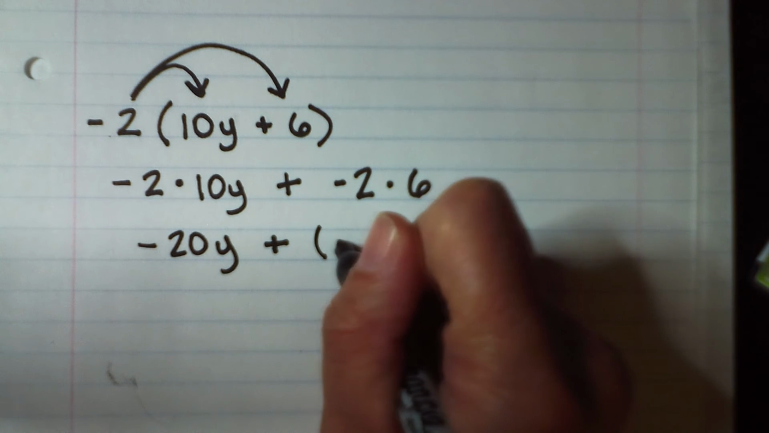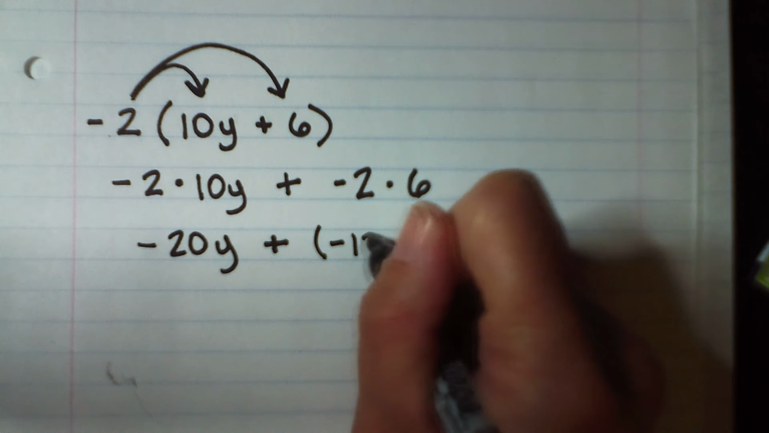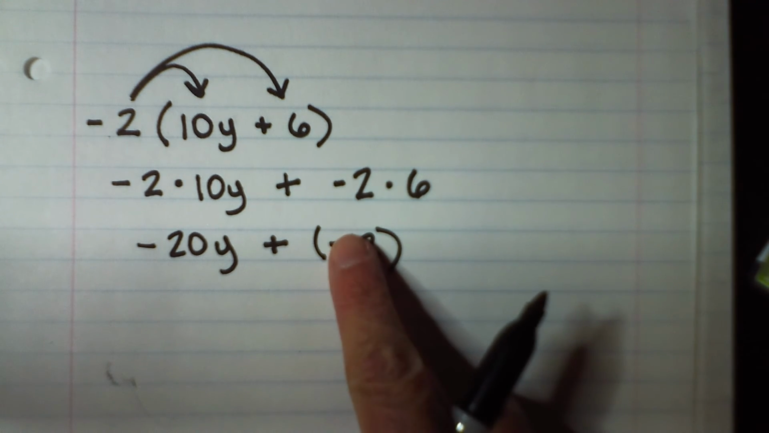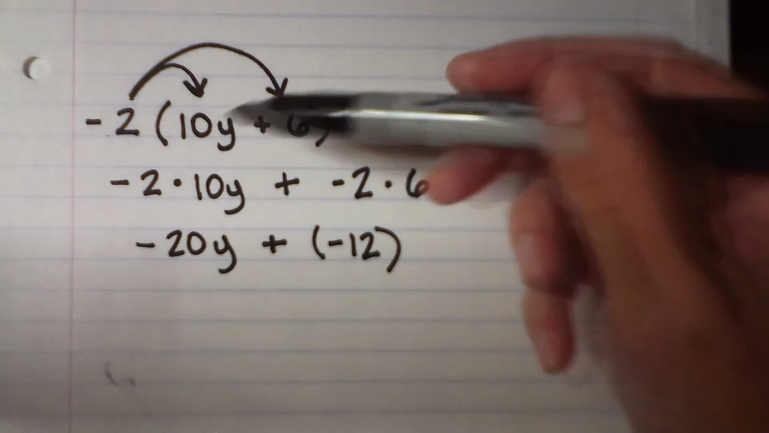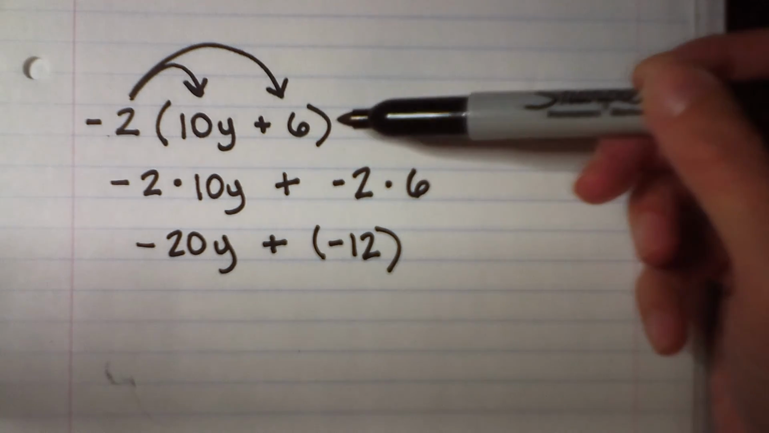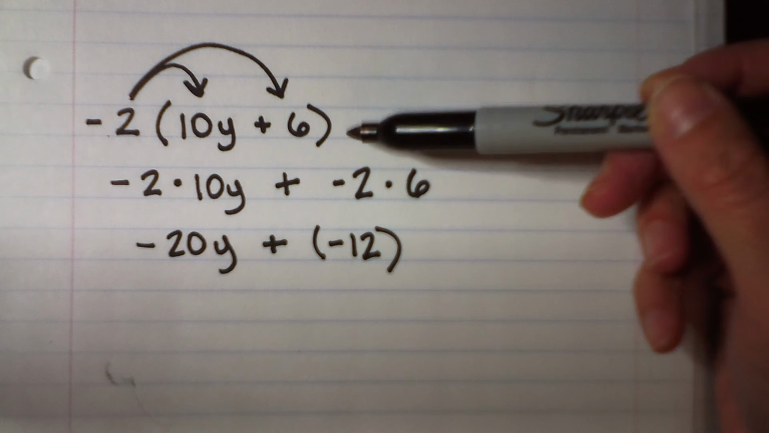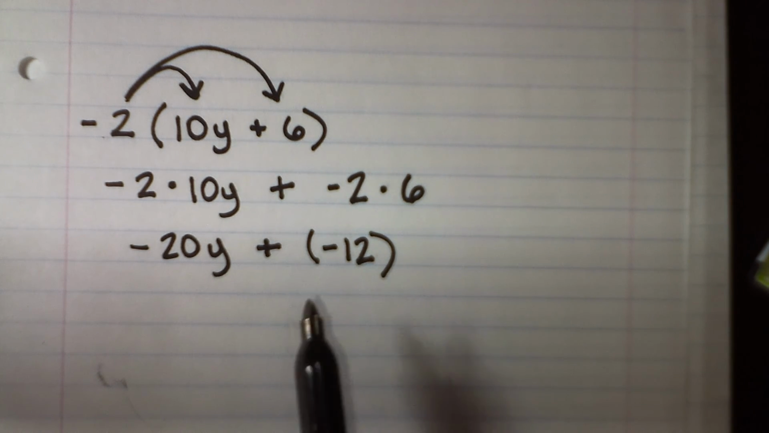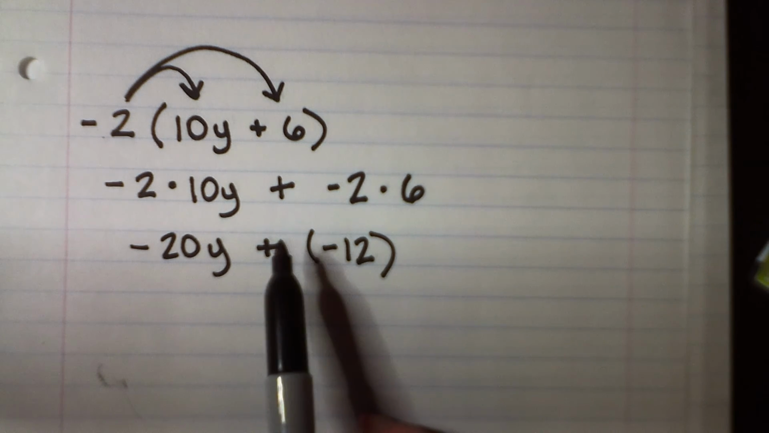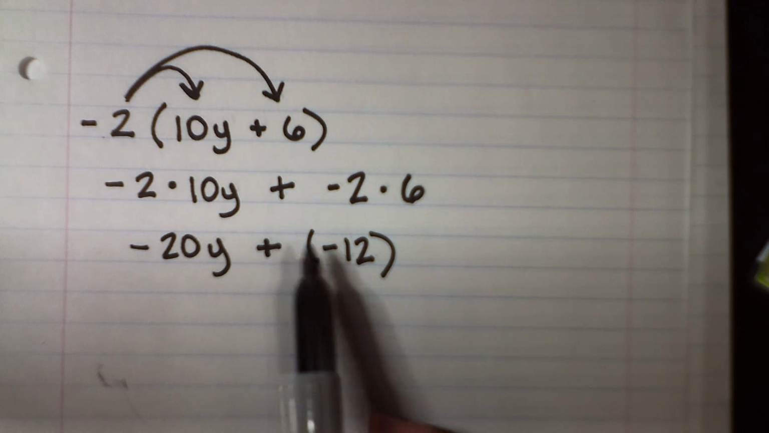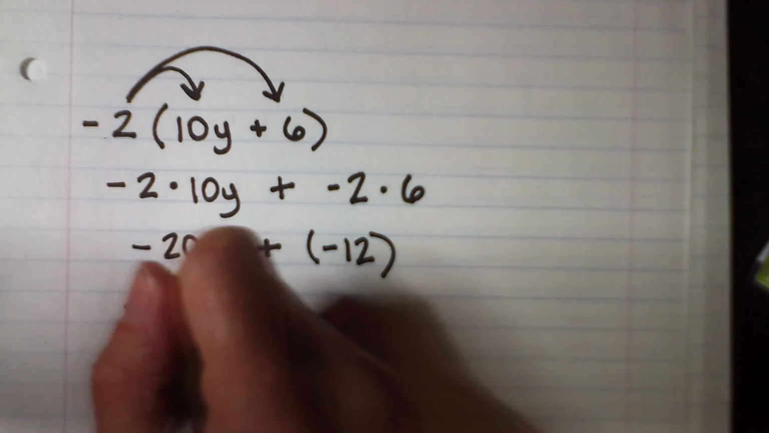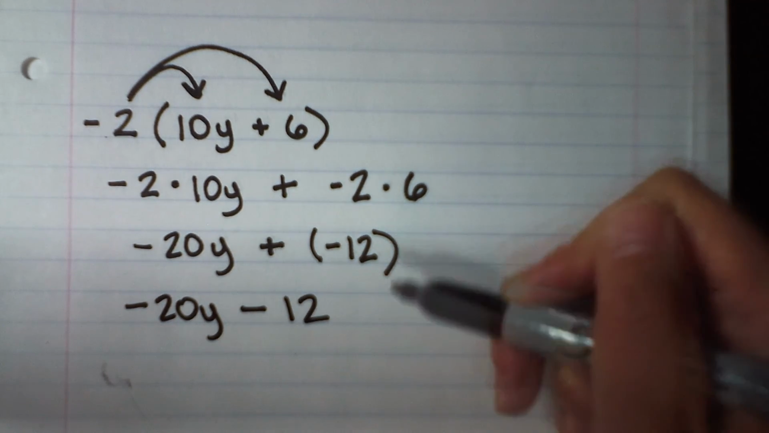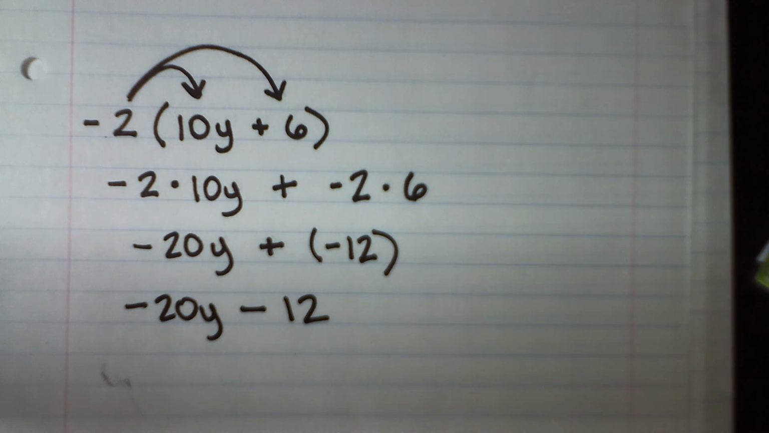So plus, I'm going to go ahead and put this in parentheses just to make that very clear that this 12 becomes a negative 12. And so I could write this expression right here, negative 2 times the quantity of 10y plus 6, as negative 20y plus negative 12. I do also want you to know at this point that if you have plus a negative number here, you could also rewrite this as negative 20y minus 12. These two expressions are equivalent. They say the same thing.